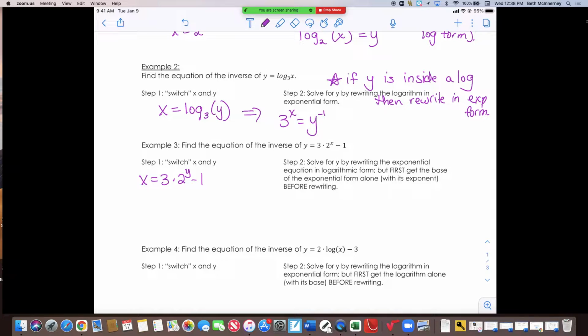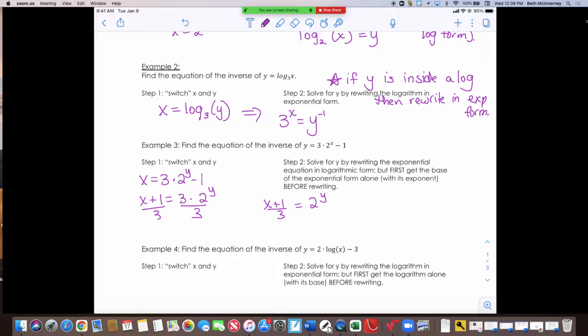Yeah, Angelo? Yes, you're going to start by adding 1 to both sides. And again, I'm trying to get 2 to the y alone. Yeah, Davey? And I do not want to divide by 3 first, because if I do that, I have to divide the 1 by 3 as well. You see that? But at this point, I do want to divide by 3. So this will give me x plus 1 over 3 equals 2 to the y.